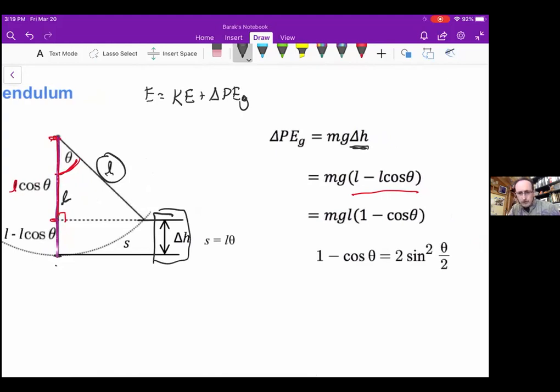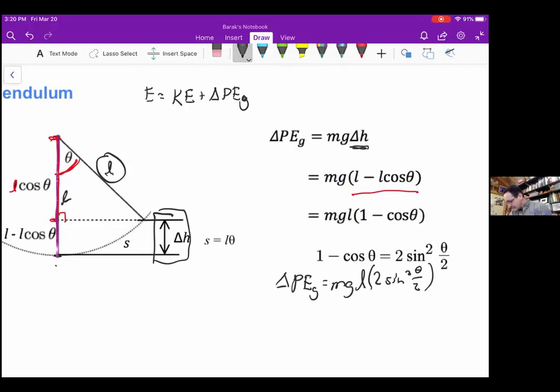Now, I know, because I've seen a lot of these things, that 1 minus cosine theta is an identity, and that identity works out to be 2 times sine squared theta over 2. I'll show you how that works in a little bit. First, I want to go ahead and put that in. So we have delta PEG is equal to mgl times 2 times sine squared theta over 2. Okay, and I'm going to do another mathy thing here in a moment.